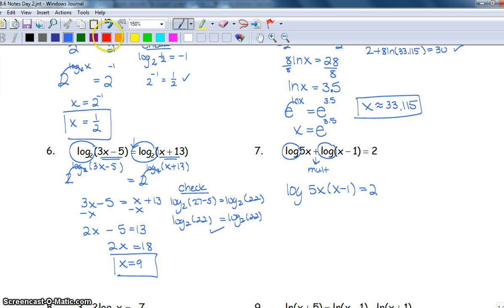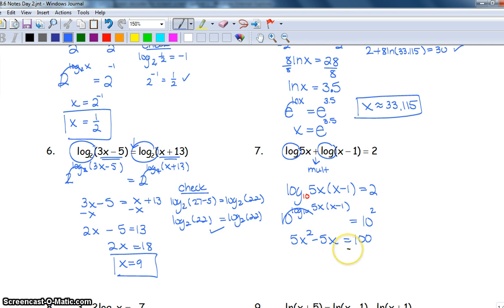Now this log, again, if you remember, is the common log. If there's no number there, then it's really base 10. So to get rid of that, I've got 10 raised to the log base 10 of 5x times x minus 1. So on the right side, I take 10 to the second power. That cancels. 5x times x minus 1 gives you 5x squared minus 5x. On the right hand side, 10 squared is 100.